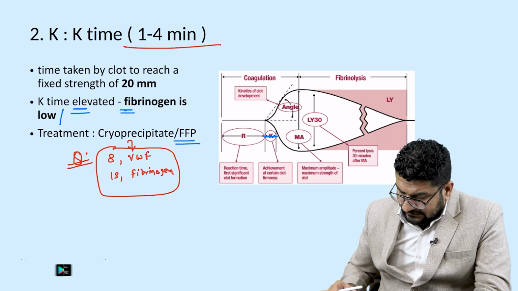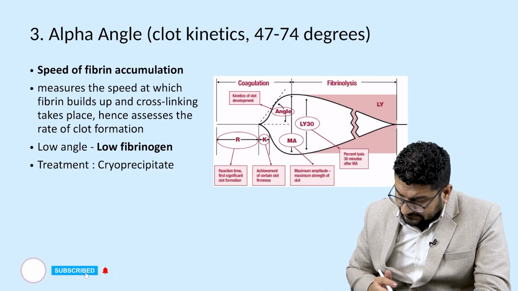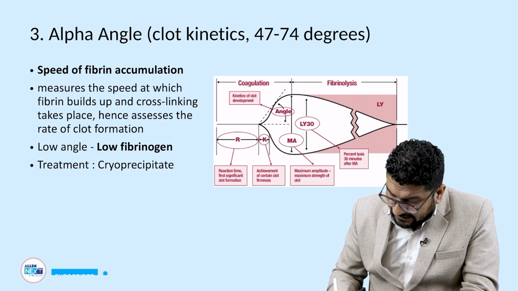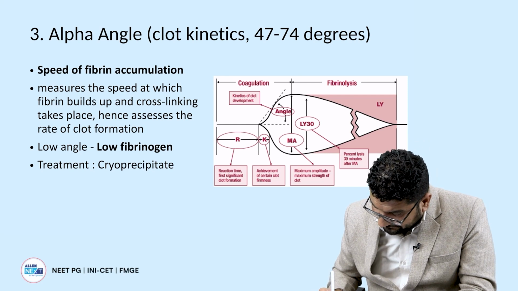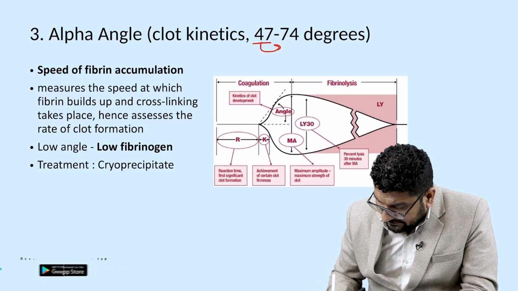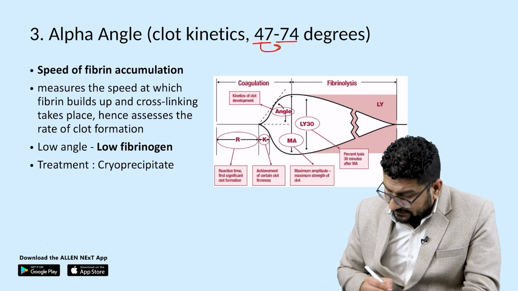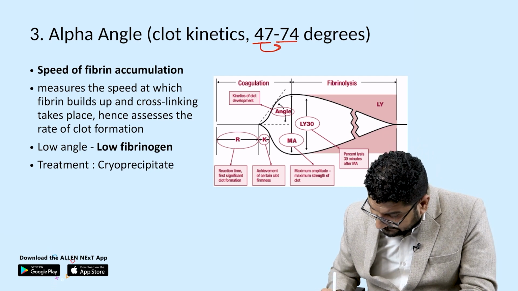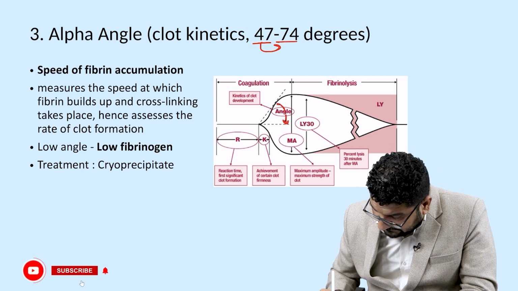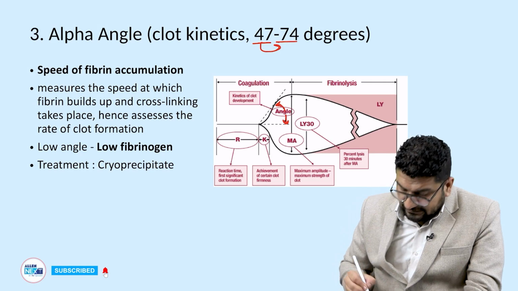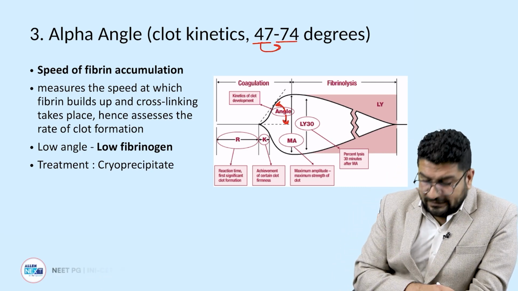Then third or next thing I can say, just focus on this. Then what we have, alpha angle. Alpha angle is telling you like this angle is 47, को उल्टा कर दो क्या बन जाएगा? 74. So normal value is 47 to 74 degree. This angle is telling us how speedily fibrin is accumulating.